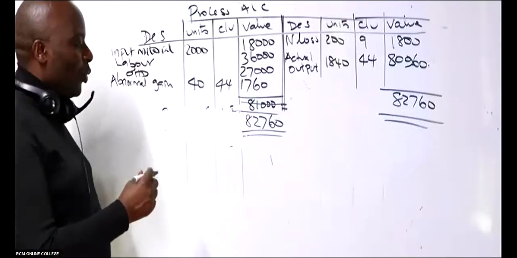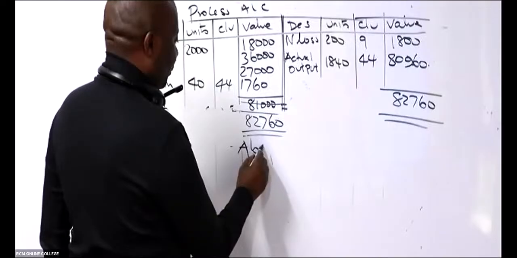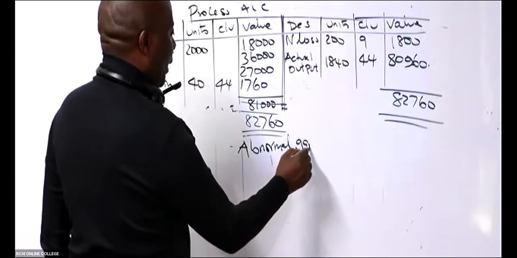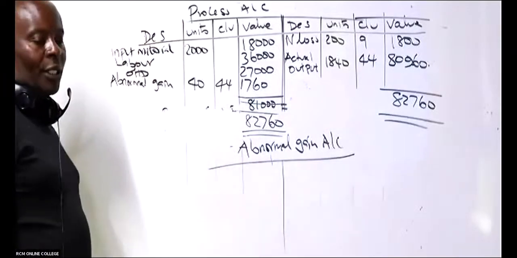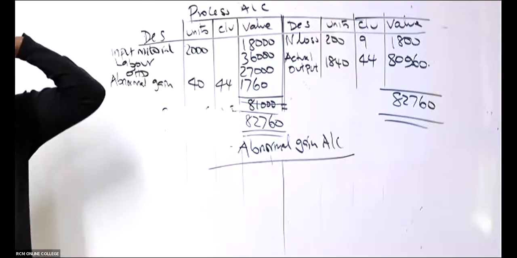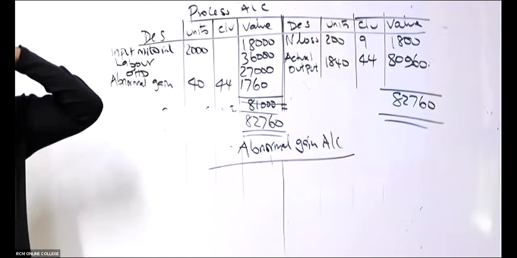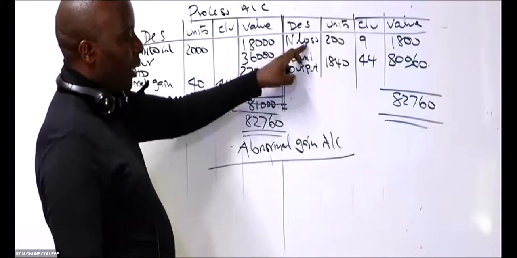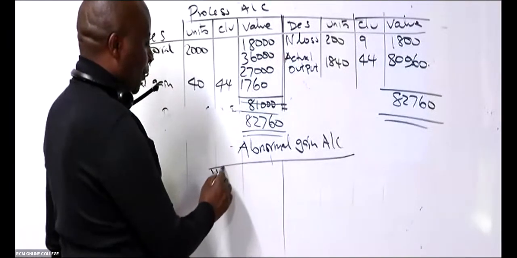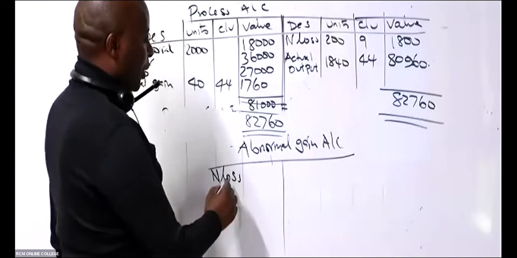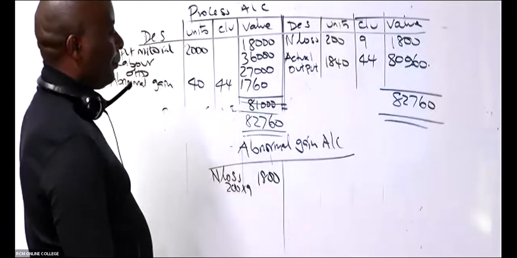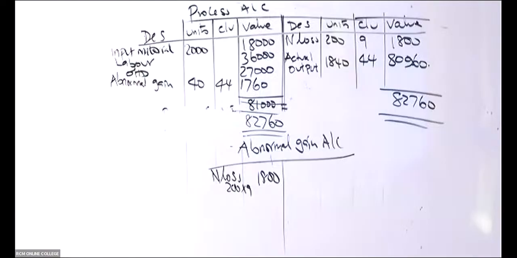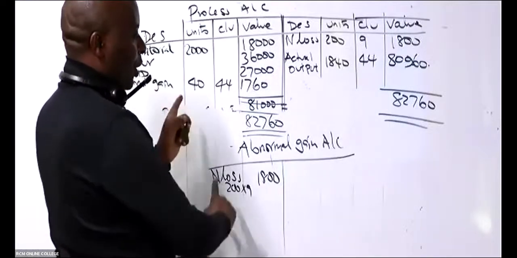So from there, you go ahead and do an abnormal gain account. Abnormal gain account. This shall be a gain. Don't forget that always the normal loss has to be transferred to these gains and losses. Always. Start with normal loss, which is credited here. So here shall be debited. So normal loss is 200 at 9, giving us 1,800. And then we have abnormal gain. It's debited here. So it shall be credited.